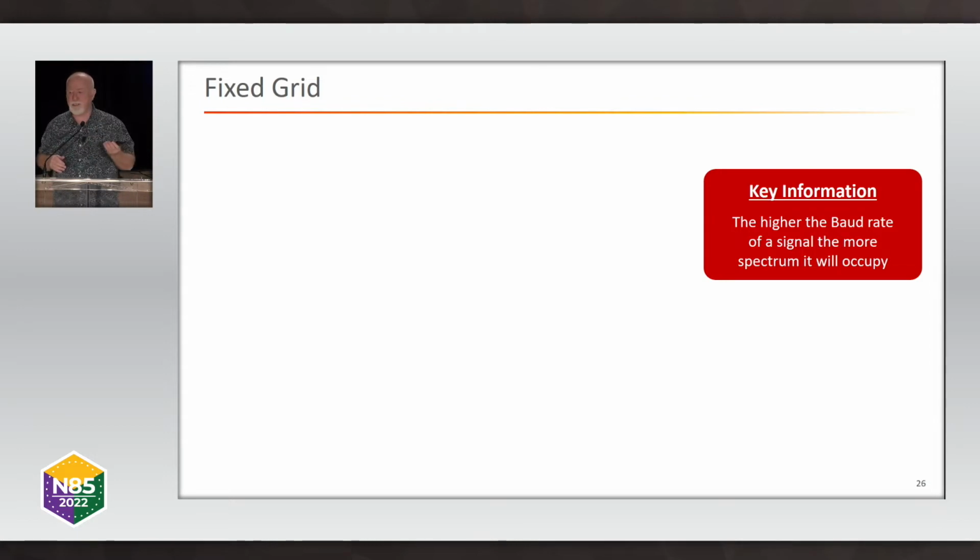You can increase the data rate of a transponder by sending modulation symbols more quickly. We call that the baud rate, the rate at which you send modulation symbols. If you have a higher baud rate signal, it is wider. It occupies more frequency. In fact, if you double the baud rate, you double the spectral width of the signal.